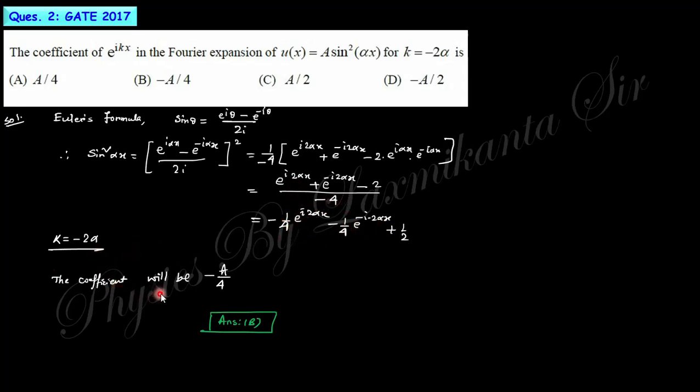Now the coefficient of this, that is, k equals minus 2 alpha. So this is the coefficient, that is minus A by 4, because there is a minus present here. So option B is the correct answer of this question.